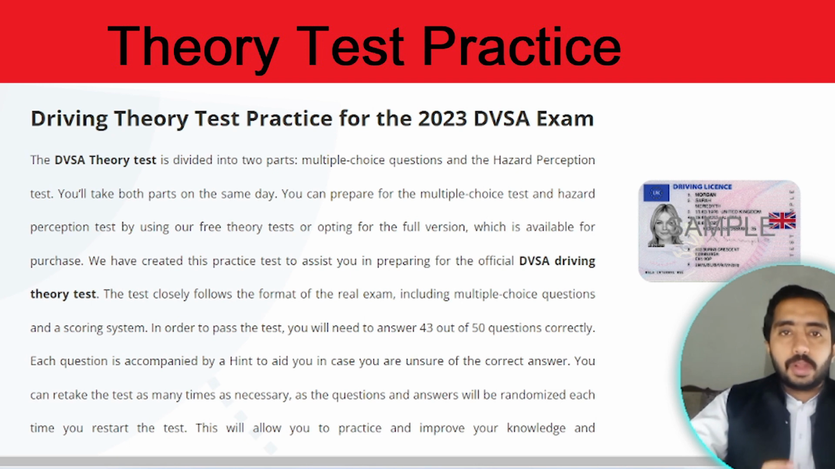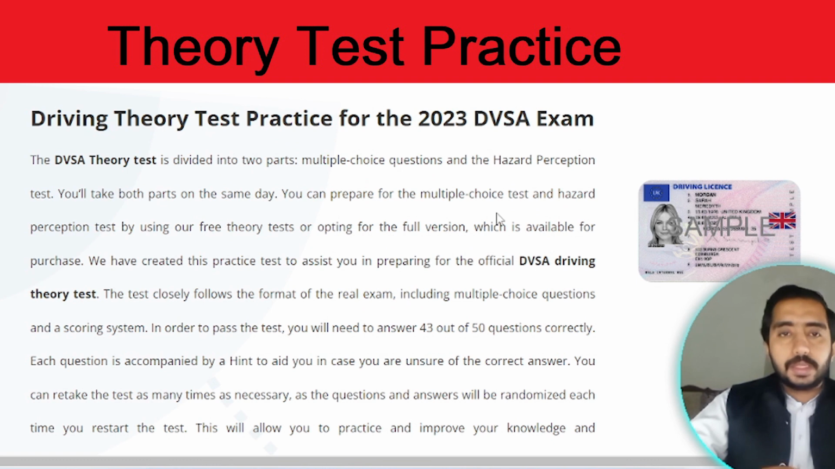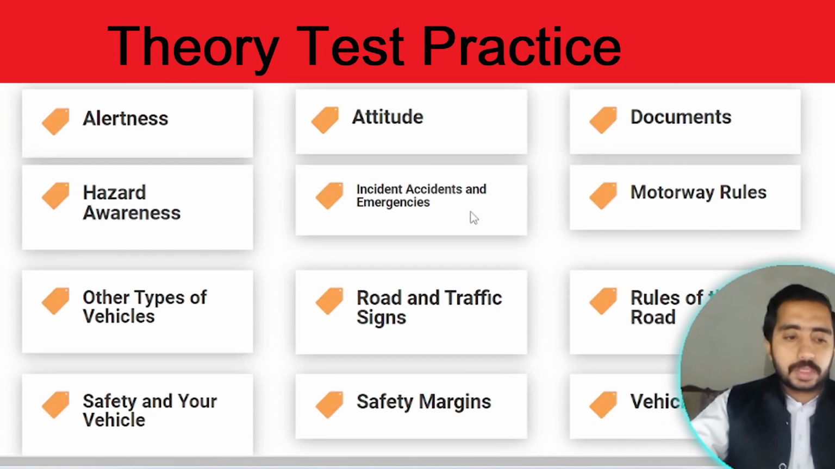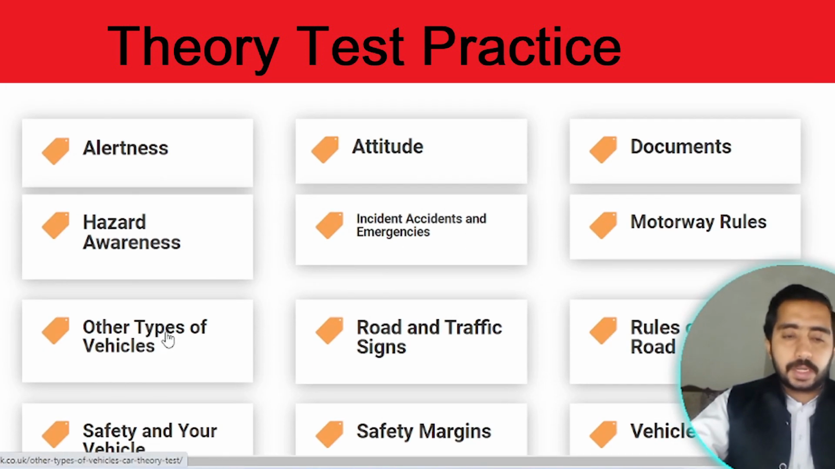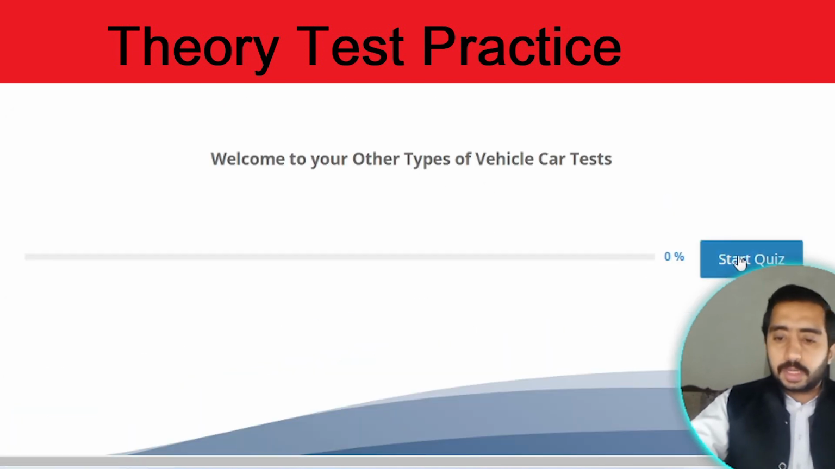As you know, in our last video we covered some categories, and our next category is other types of vehicle. Currently I am on this car test page, and at the bottom of this page you can see the other types of vehicles category is showing. I just need to click on this and it will start the questions related to this category.